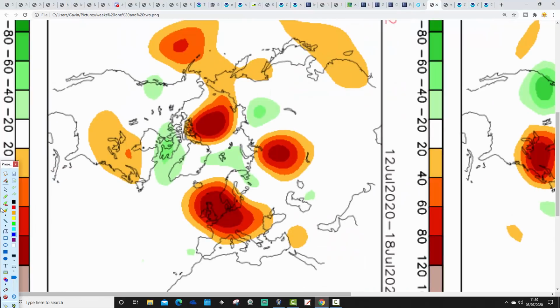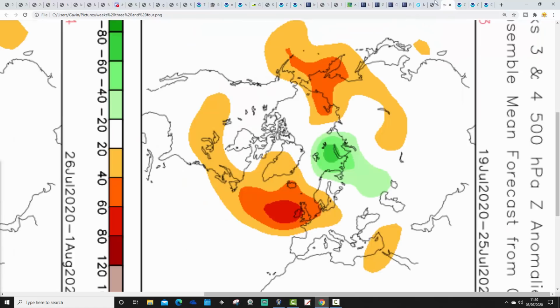By week 2, we're under high pressure. Look at this, it's the 12th to the 18th of July, with a big ridge sitting over the top of the country, turning high and dry, and summer is back for the middle of the month, which CFS has been forecasting very, very consistently for several days now.